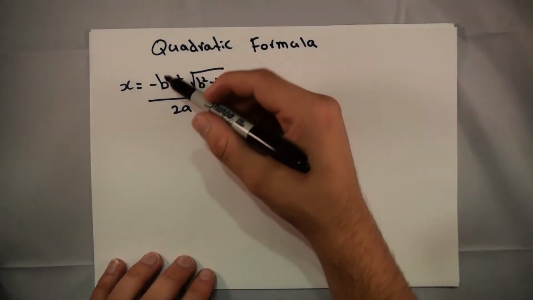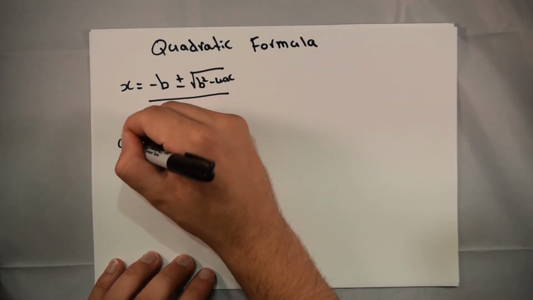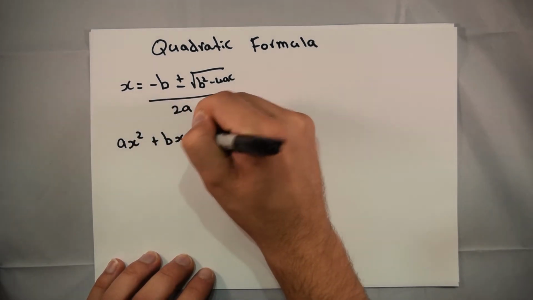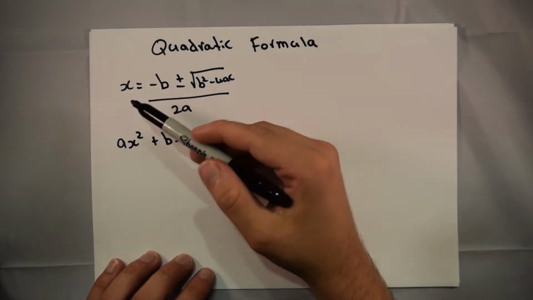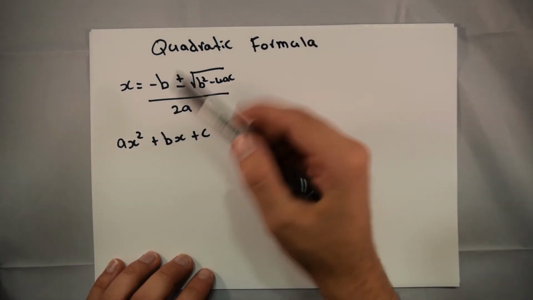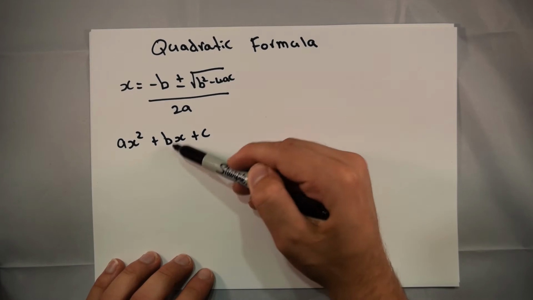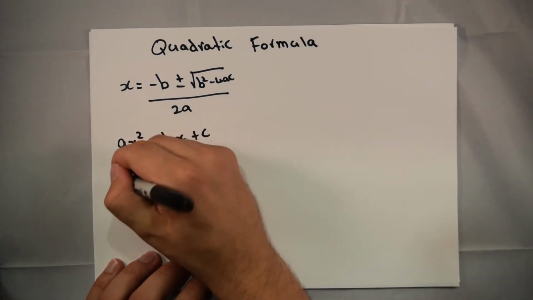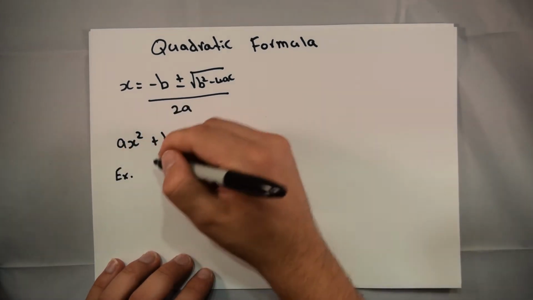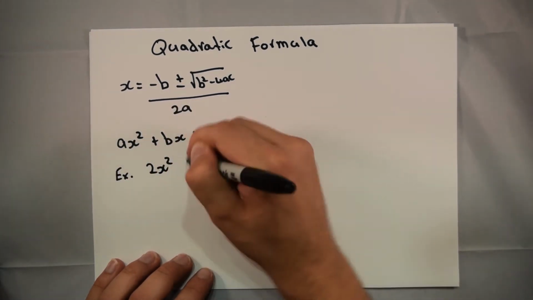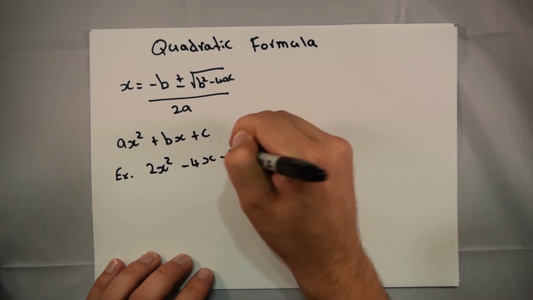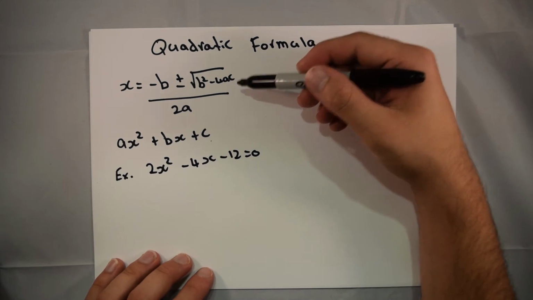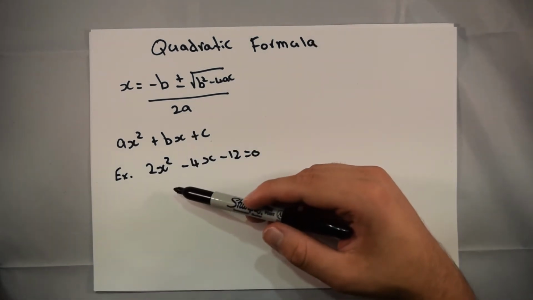Now, what do these letters represent? Well, we know the general form of a quadratic is ax squared plus bx plus c. So you can see that to solve for x, we use the values of a, b, and c. So for example, we have the quadratic 2x squared minus 4x minus 12 is equal to 0. Using the quadratic equation, let's work out what the values of x is equal to.